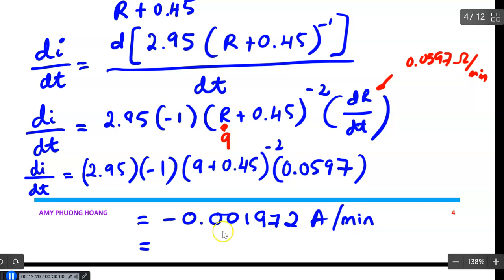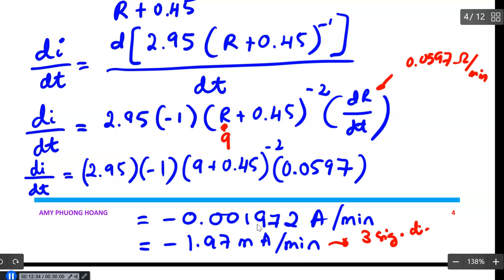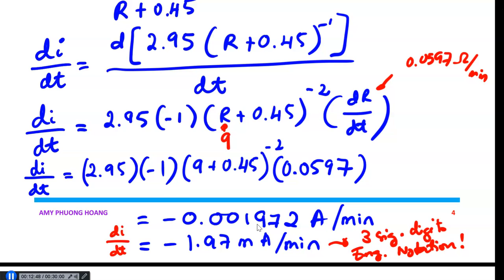So you are going to move the decimal point here. So I should have negative 1.97 milliamps per minute. Alright, so this one, 3 significant digits, and also in engineering notation. Alright, so I strongly recommend everyone to make sure that you use your calculator, key this into your calculator, and then make sure that you get this number.